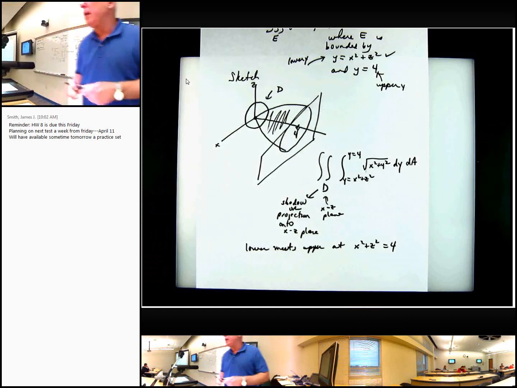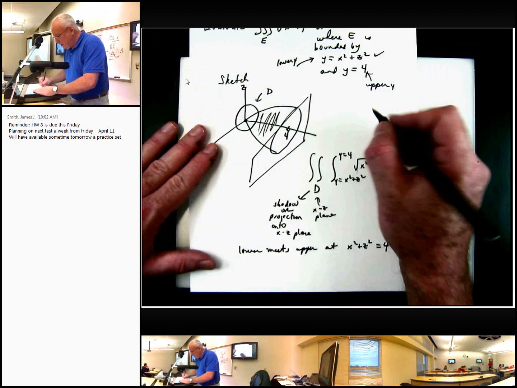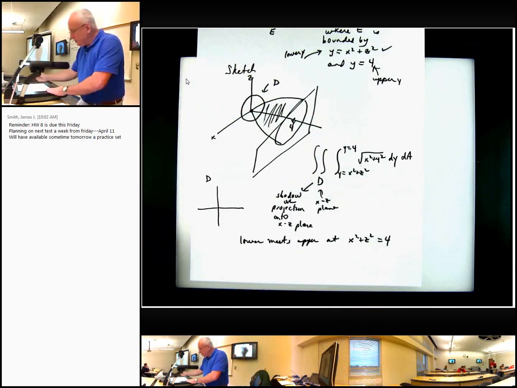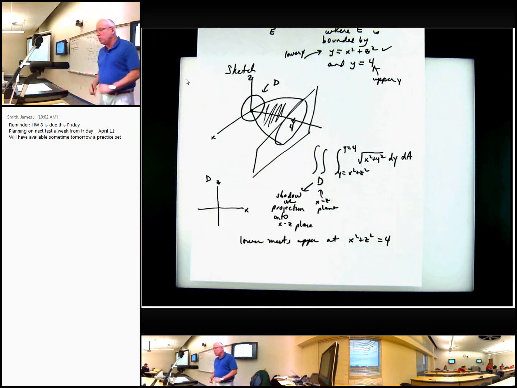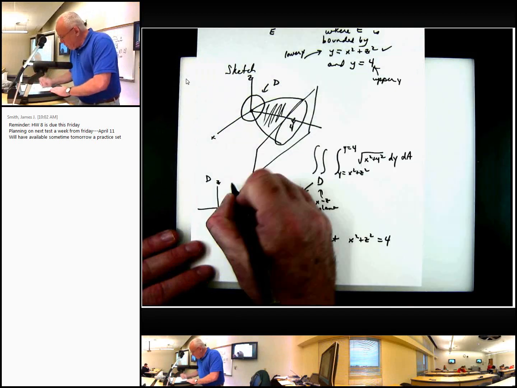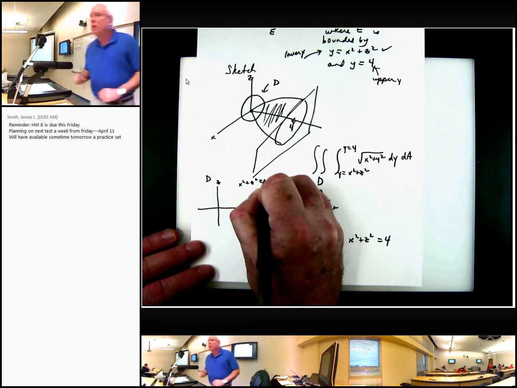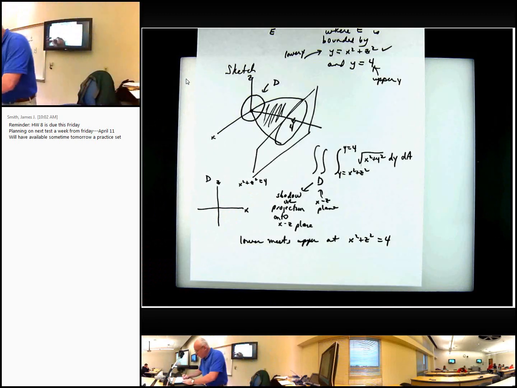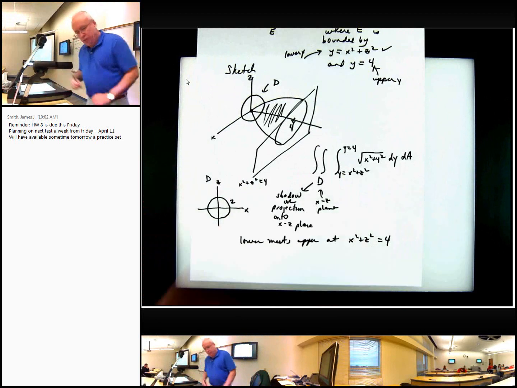Everybody okay with that? Now, it's always good to put another little diagram of your D. This is in the xz plane, so let's put z as the vertical one and x as the horizontal one. What do we have here? It's x squared plus z squared equals 4. So this is a circle of radius 2.